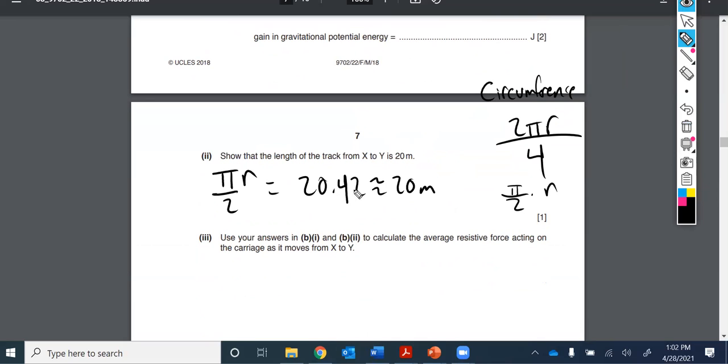Okay, so this is B2. B1 was this gain in gravitational potential energy. You may recall that was our 580 times our 9.81 times our 13, which was 73,967, or we rounded it to 74,000. 73,967 was the calculator value, and we recorded our answer like this. So it says use your answers in B1 and B2 to calculate the average resistive force acting on the carriage as it moves from X to Y. So here's our friction.